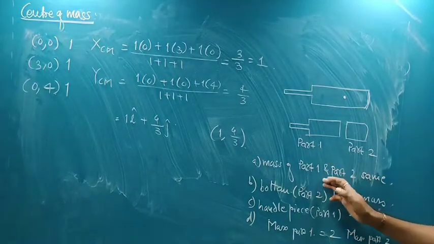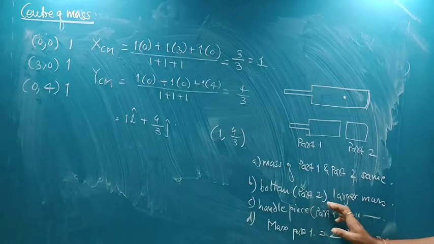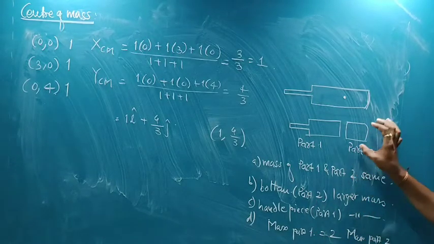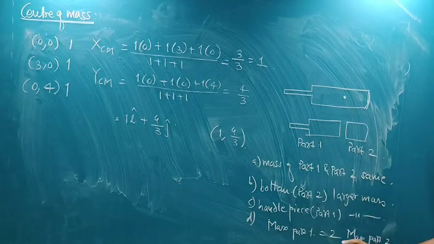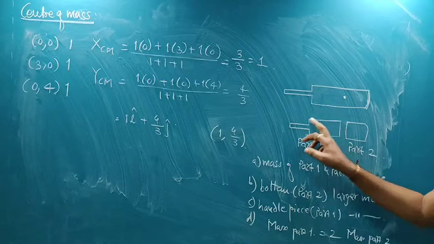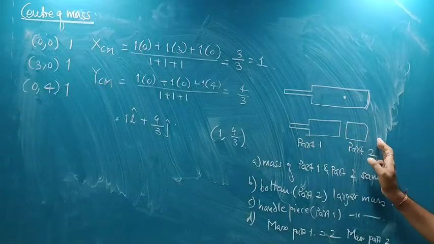The mass of part 1 and part 2 are the same. Or the bottom has a larger mass, meaning part 2 has a larger mass. The third option is that part 1 has a larger mass. And the last option is that the mass of part 1 is double the mass of part 2.